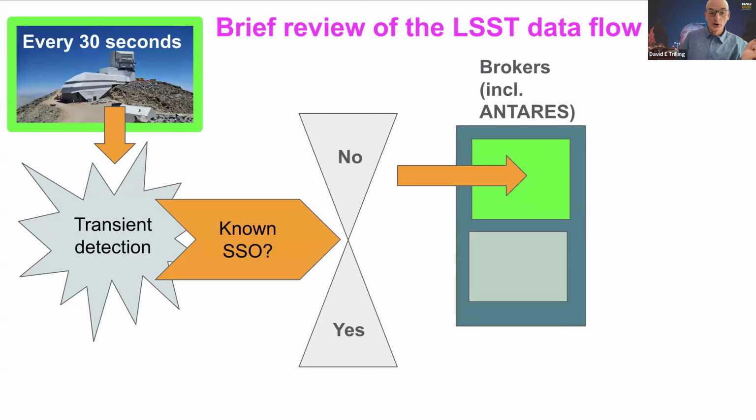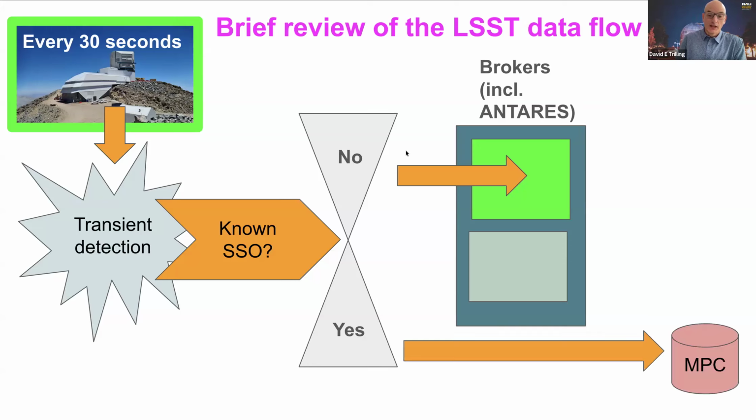If the answer is no, then this transient, which is sent in the form of an alert packet, is delivered to brokers, including Antares. And I mention Antares for a reason here. I'll tell you in just a moment. But all of the full brokers that Melissa mentioned are listening to this alert stream.